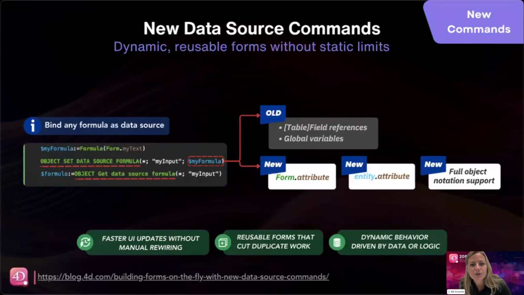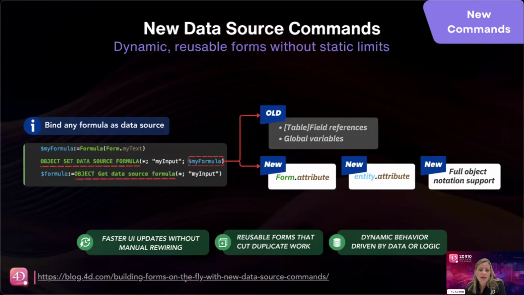Now let's talk dynamic forms, because flexibility is the key. While the OBJECT SET DATA SOURCE command required rigid pointers as parameter, the new commands OBJECT SET DATA SOURCE FORMULA and OBJECT Get data source formula allow you to bind any formula as a data source using simple expressions like Form.attribute, entity attributes, or full object notation.